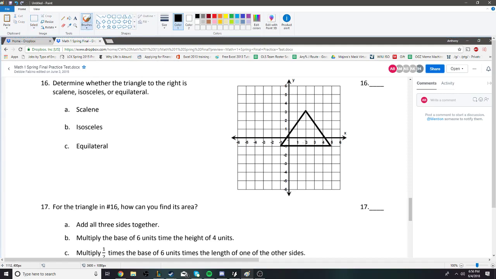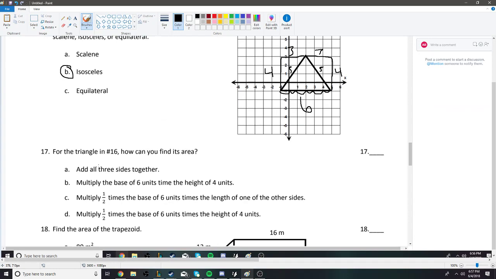This triangle. If you count the bottom, that's 1, 2, 3, 4, 5, 6. This would be right 3, down 4. And this triangle over here would be left 3, down 4. So when you use the Pythagorean theorem, you'd figure out that these two sides over here were 5. This is an isosceles triangle. Two sides are equal.